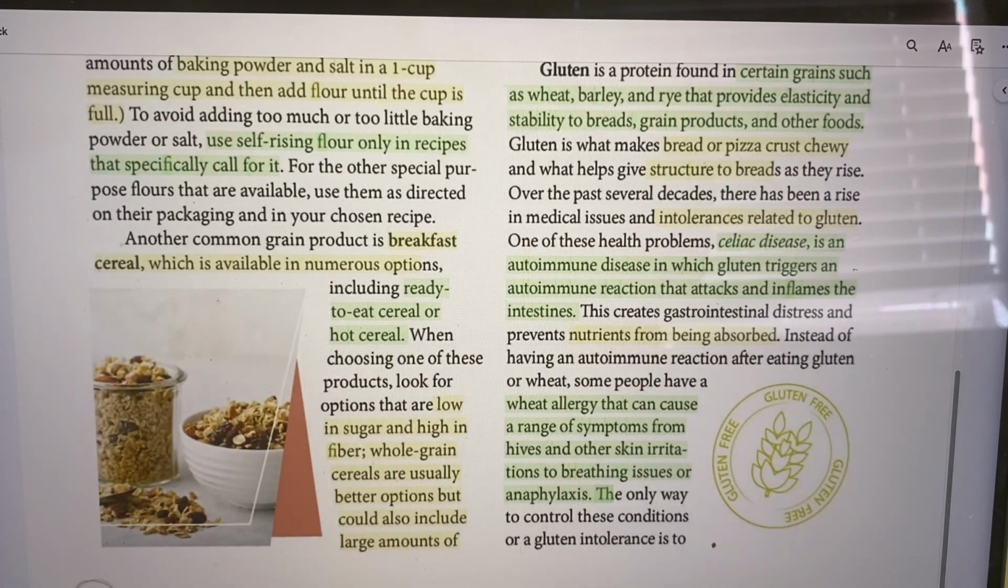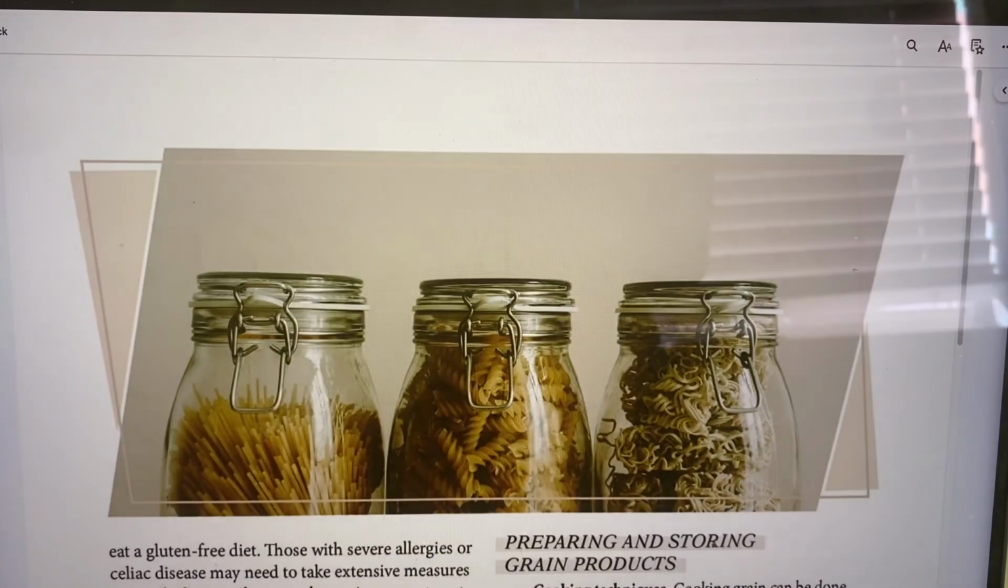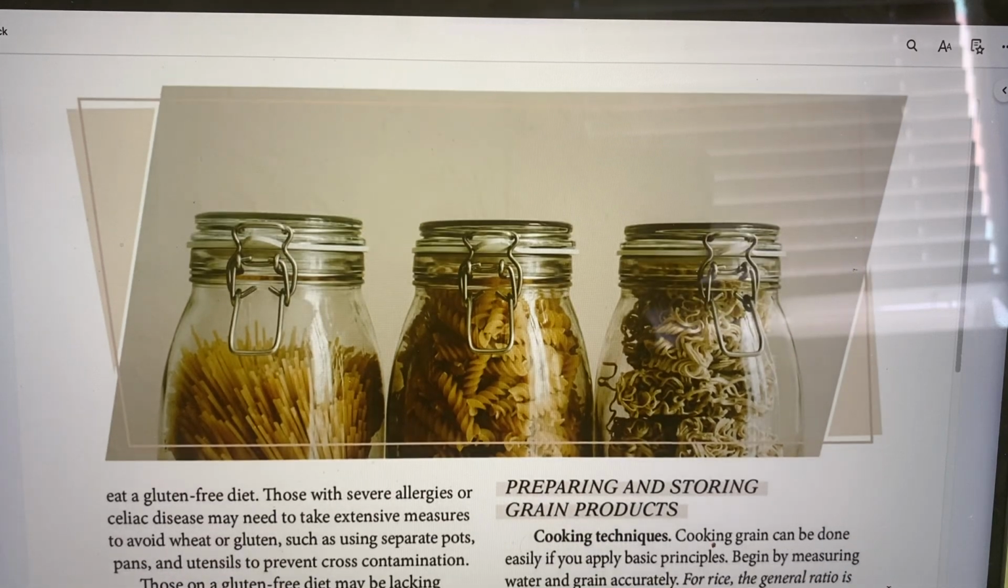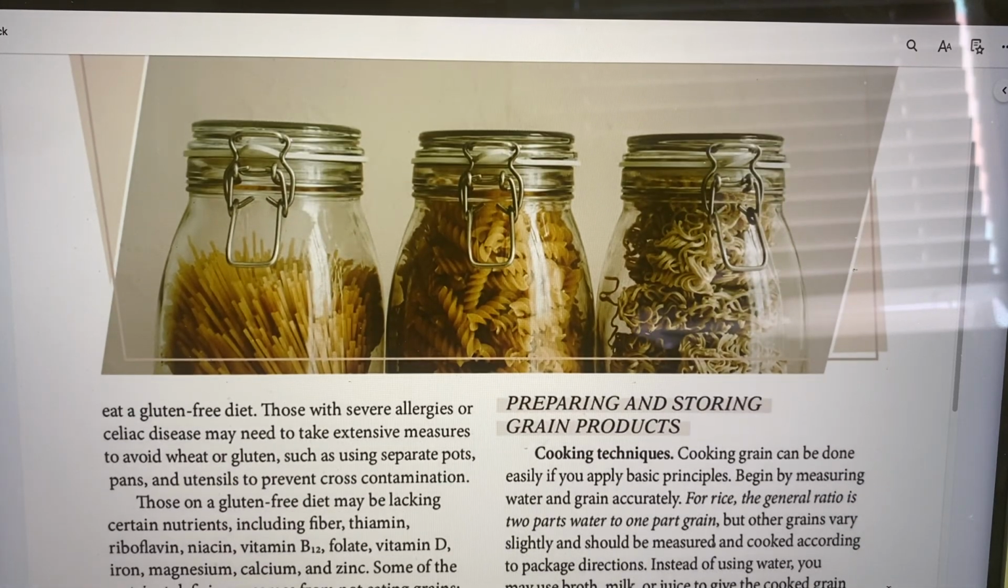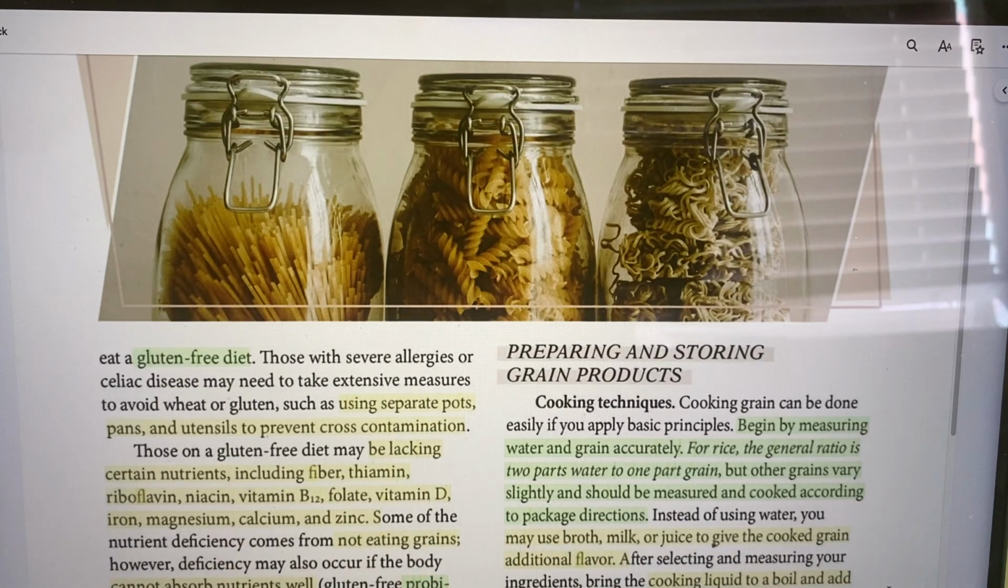And to control these conditions is to not have gluten, right? Is to eat a gluten-free diet. So that takes a lot of different grains out of your diet, especially wheat. Those with severe allergy or celiac disease may need to take extensive measures to avoid wheat or gluten, such as using separate pots and pans, even, and separate utensils to prevent cross contamination from gluten from breads. So it can become very serious.